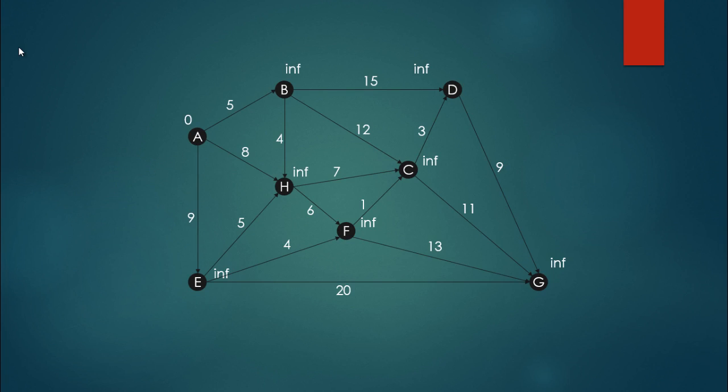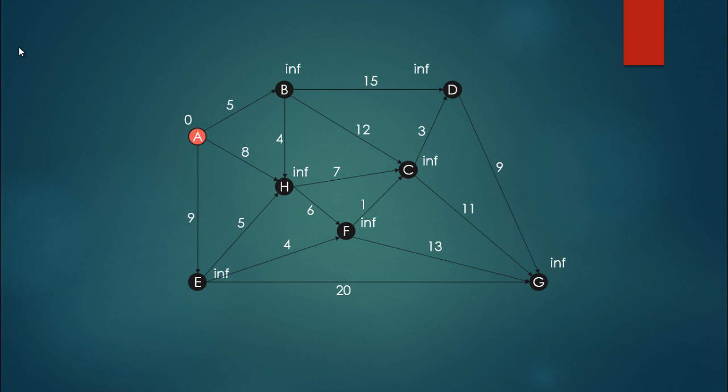So yeah, let's consider a situation where we have vertices such as A, B, C, D, H, F, G, and so on, and it is a directed graph. There's an edge between each of these vertices with a given weight, and this weight represents the cost. If we want to go, for example, from A to B, it's going to cost 5 units. It can be, for example, the price of gasoline. It can be a distance, for example, 5 meters or whatever.